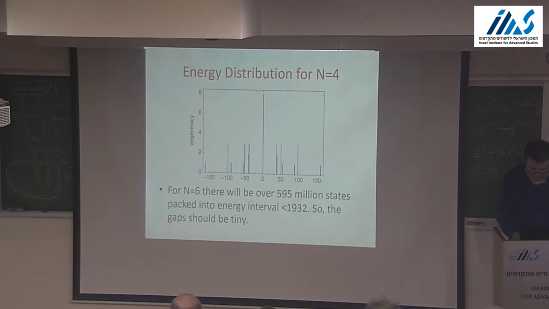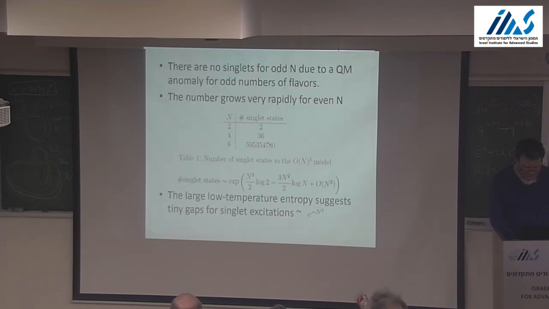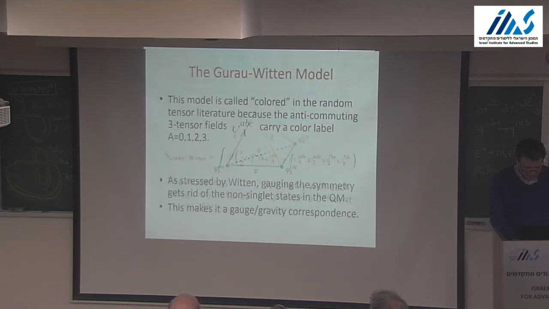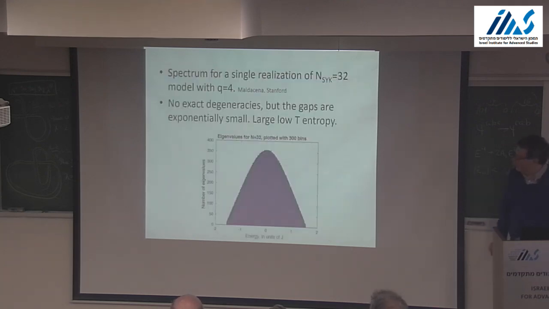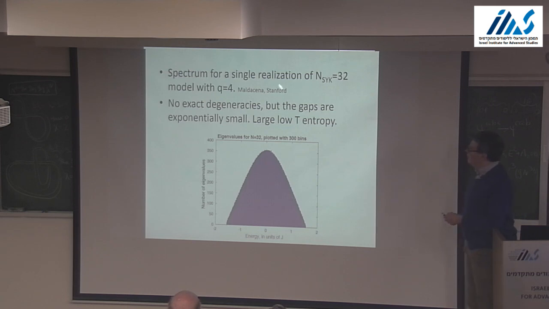Okay, but the upshot of the story is that unlike in this, maybe I should show, since I mentioned this and now I'm free to show slides, I wanted to show the SYK distribution. This is for a single sample of J's for N_SYK equal to 32, from the Maldacena-Stanford paper.